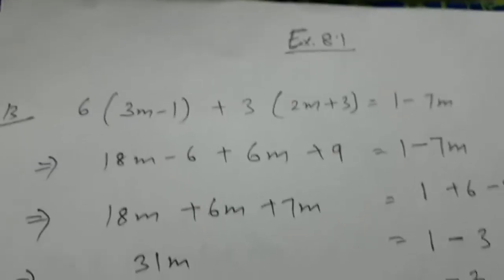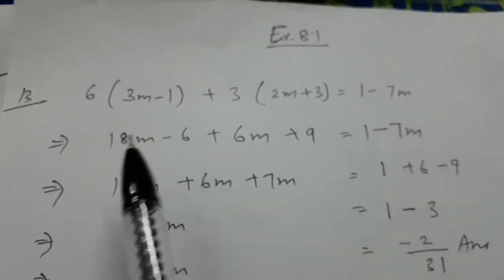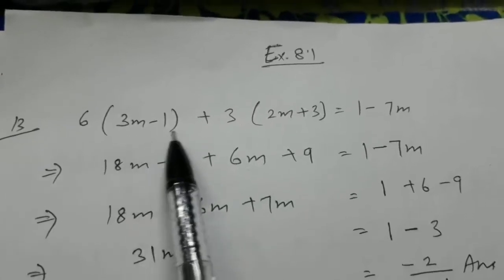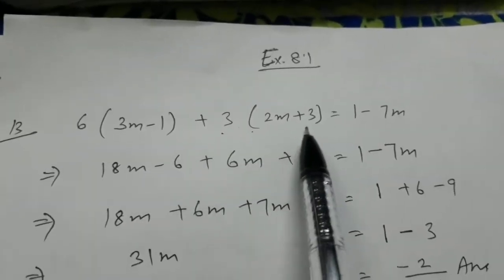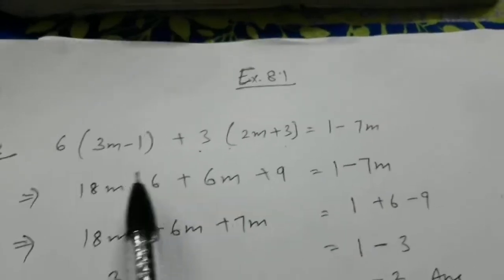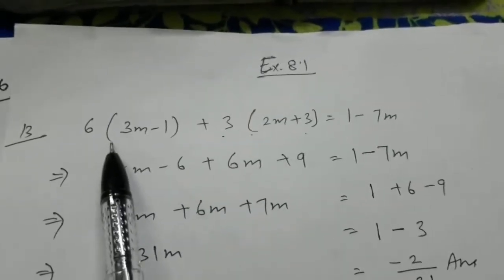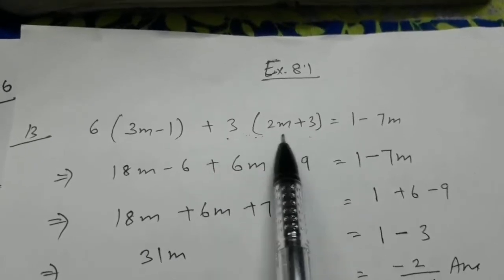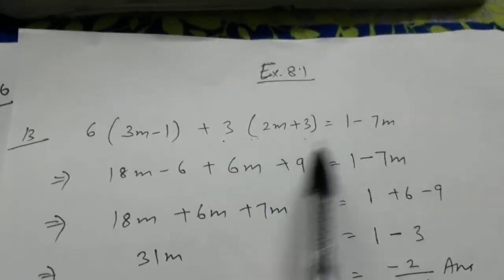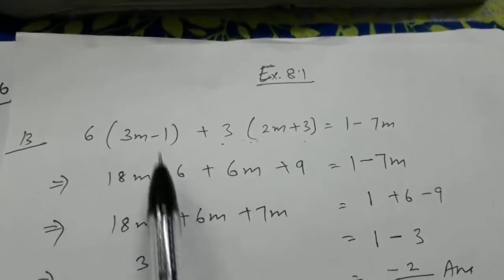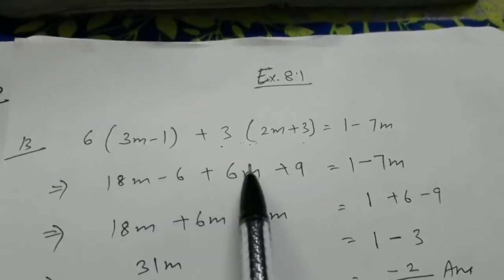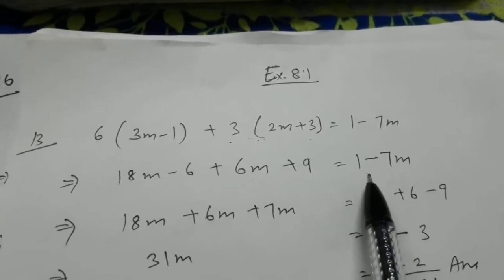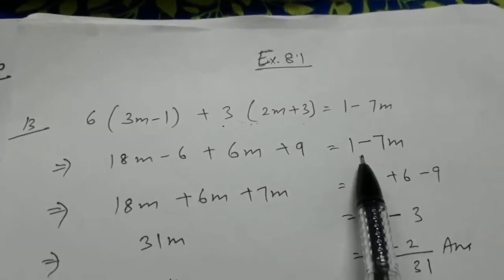So in question number 13, we have been given 6(3m - 1) + 3(2m + 3) = 1 - 7m. So this 6 will get multiplied with this bracket and this 3 will get multiplied with this bracket. So 6 times 3 is 18m, minus 6 times 1 is 6, plus 3 times 2 is 6m, plus 9. 1 - 7m will be on the right hand side as it is.